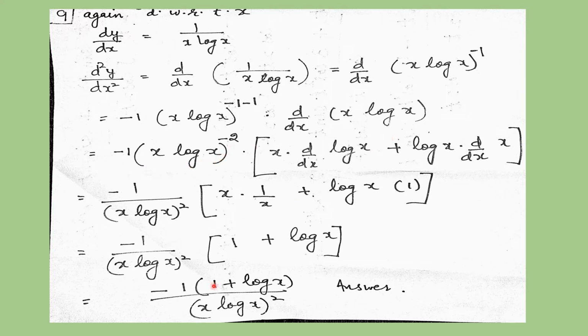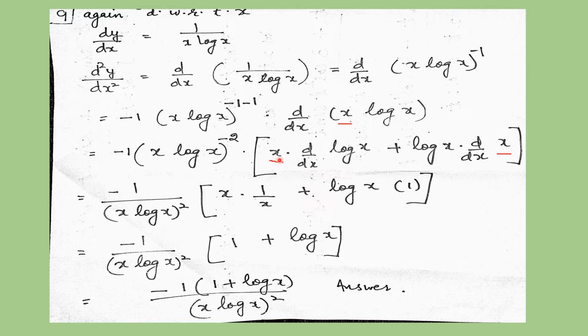Now here you will be applying the UV formula on x log x. The first function x as it is, multiplied by the derivative of log of x, which is the second function, plus the second function log of x as it is, multiplied by the derivative of the first function, which is x. So what you will get is minus 1. Now here it was power minus 2, so please take it in the denominator and the power will become positive. You will get minus 1 upon (x log x) whole power 2.